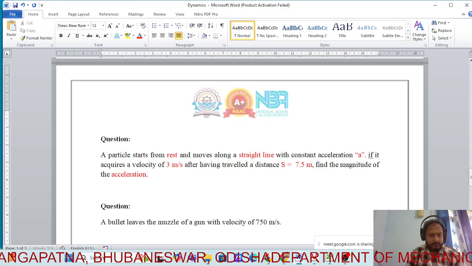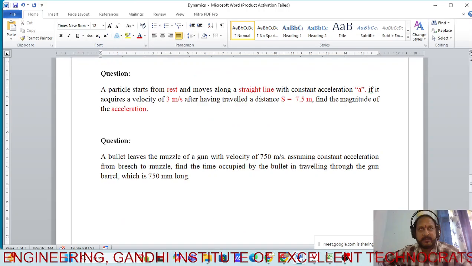Everybody has seen a gun, maybe in the movies. The circular portion at the front end of the gun, from where the bullet actually comes out, is called the muzzle of the gun. So with what velocity is it coming out?